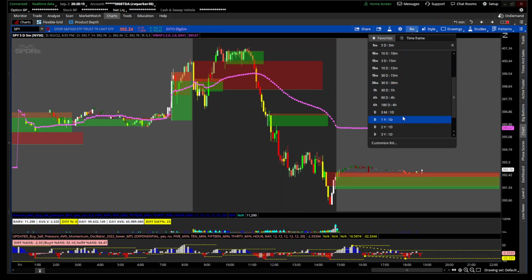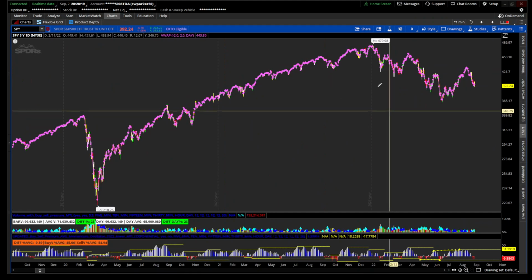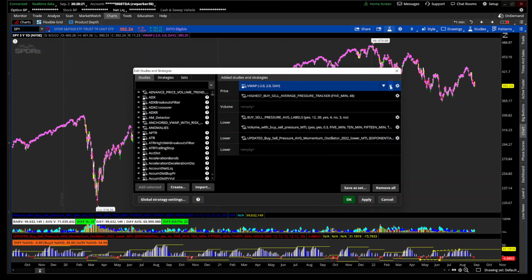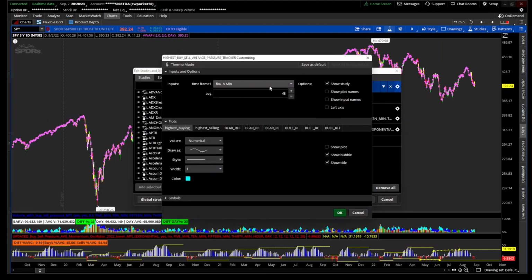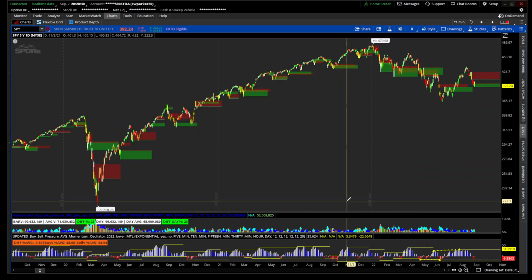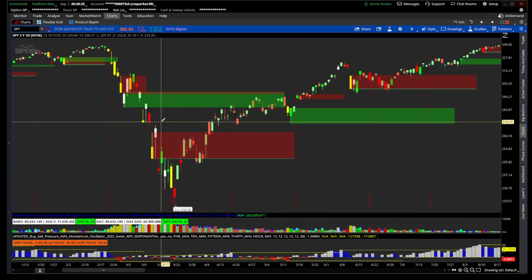But we're going to push it to the, I think it was three-year day. So I'm going to get rid of the VWAP. I'm going to put this on a day. And I'm going to push this to 20. Come over during the pandemic.